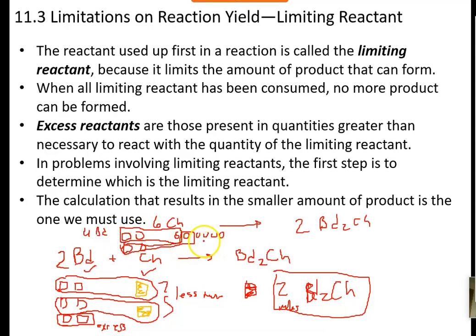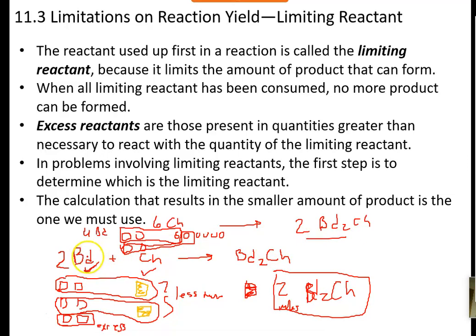So 2, and then I have 4 slices of cheese left over. So now my cheese is in excess, and the amount of cheese sandwiches is limited based on how much bread I have. And that's basically what the limiting reagent is.